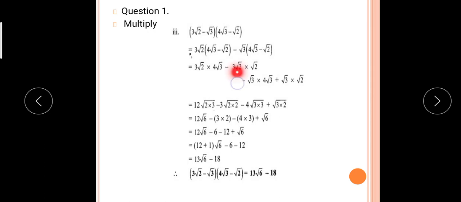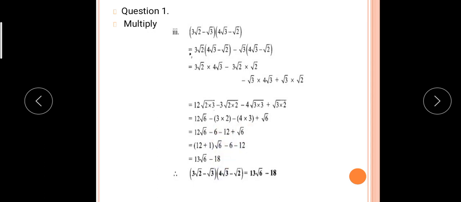Now this multiplication, you can skip this step also, no problem. 3 root 2 into root 2: you will get 3 into 2, that is 6. And then root 3 into root 3 is 3. 4 threes are 12, so next is 12. And then minus into minus is plus 6, plus root 6. Now calculate it. Minus 6 minus 12 is minus 18.